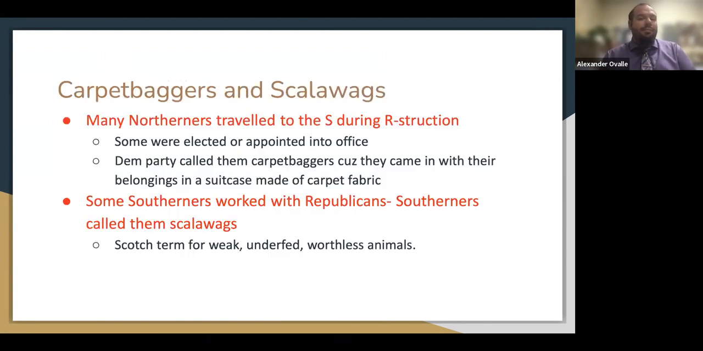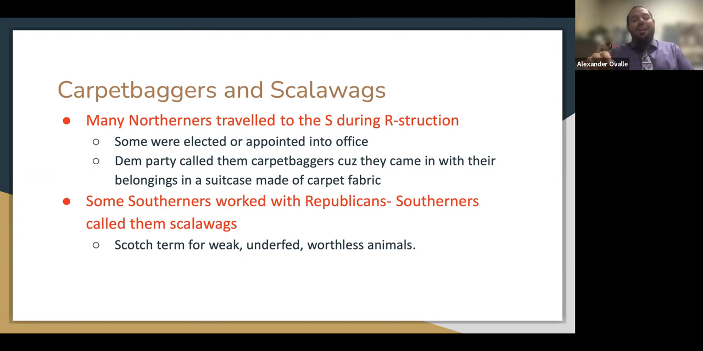That's our president. All right, so these terms, carpetbaggers and scalawags. So many Northerners traveled to the South during Reconstruction. Some were elected or appointed to office. Some were teachers, nurses, doctors, everything that they thought that they could come and help the South. The Democratic Party, however, called them carpetbaggers because they came with their belongings in a suitcase. They packed up everything they could fit in a suitcase, and it just happened to be that their suitcase was made out of carpet. The other term, scalawags: some Southerners who helped work with Republicans, the Southerners called them scalawags.